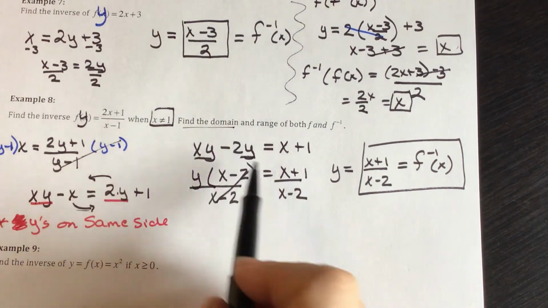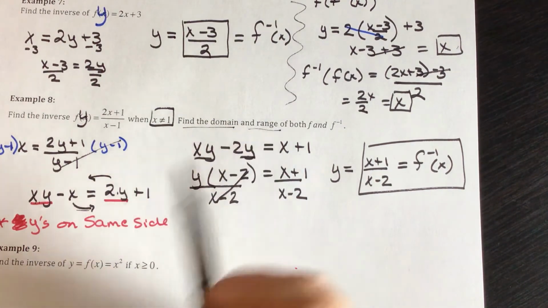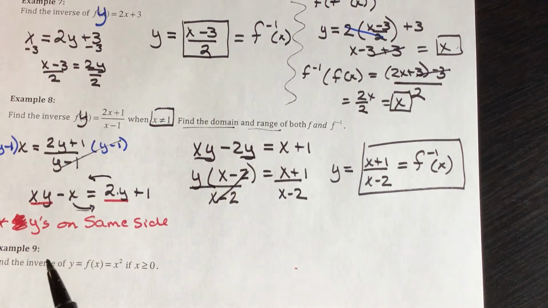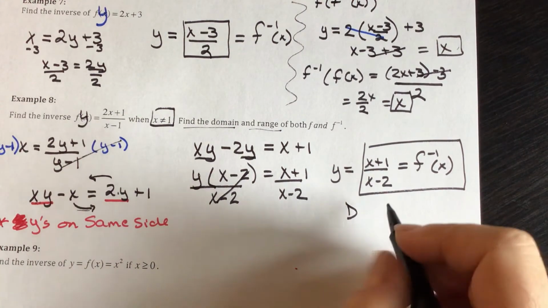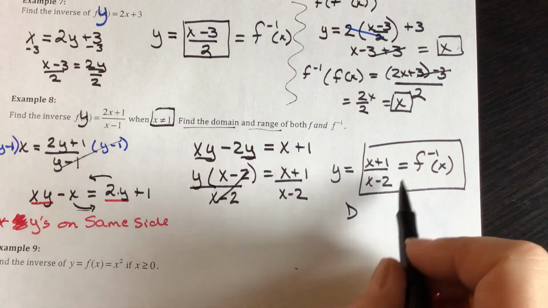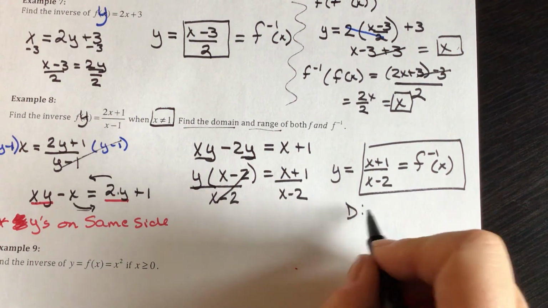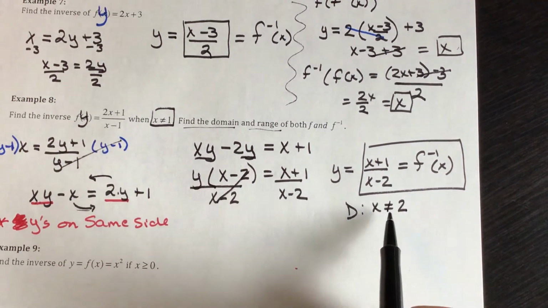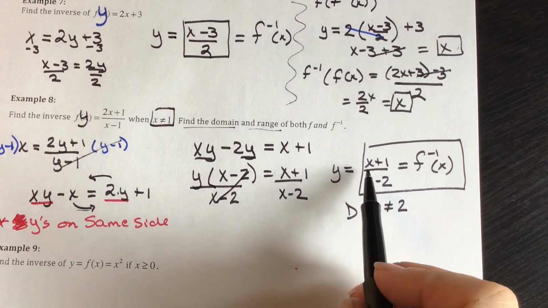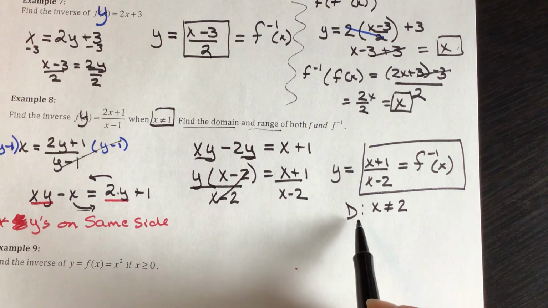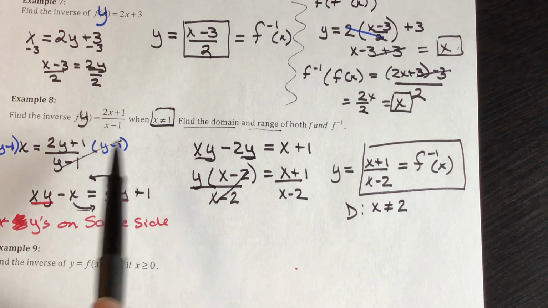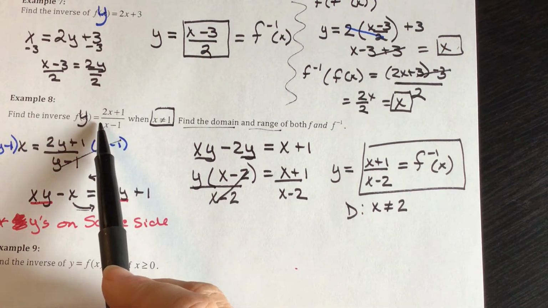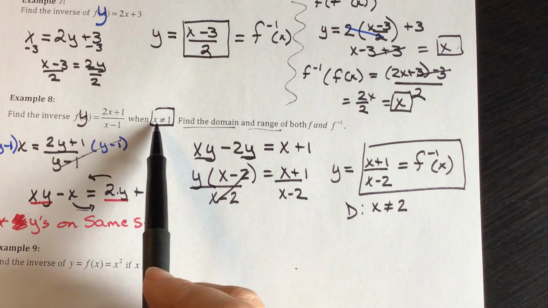It also asks us to find the domain and the range for both f and the inverse function. So here, the domain is going to be all numbers except x cannot equal 2. Now, this is the domain of the inverse, so this is going to be the range of f of x. And the domain for the original function is going to be the range for the inverse function.